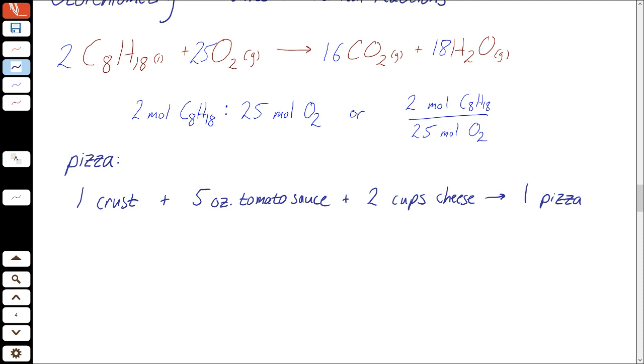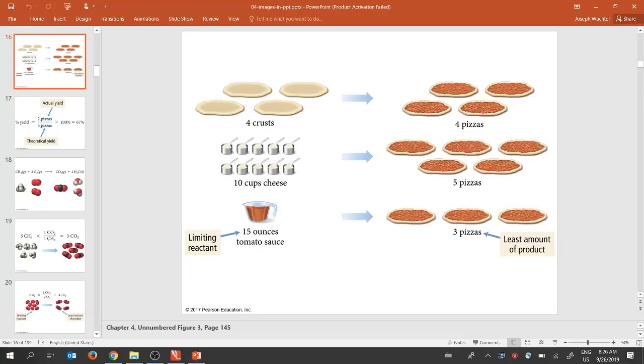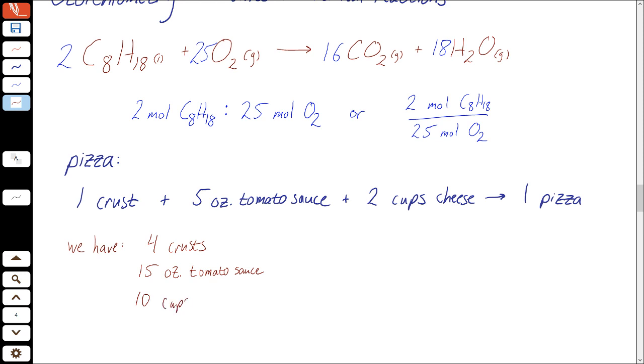So what is it? 4, 10, and 15. So let's say we have 4 crusts, 10 ounces of tomato sauce. What did it say, 15? No, 15 ounces of tomato sauce. And 10 cups of cheese. How many pizzas can we make? So, how many pizzas can we make? What are you going with? 3. Why 3?